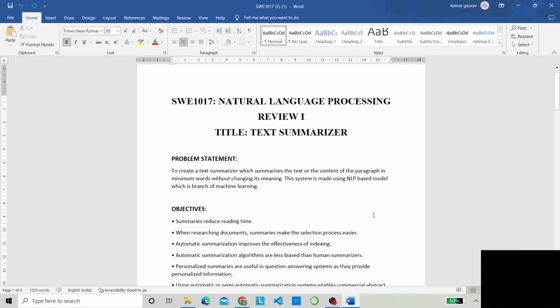So this is our project title, text summarizer. The problem statement is to create a text summarizer which summarizes the text or content of a paragraph in minimum words without changing its meaning.